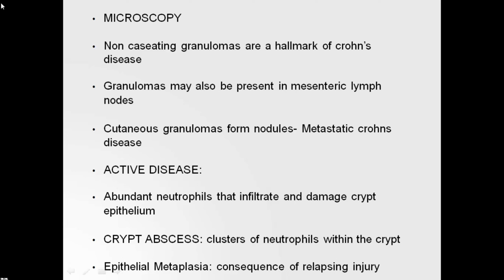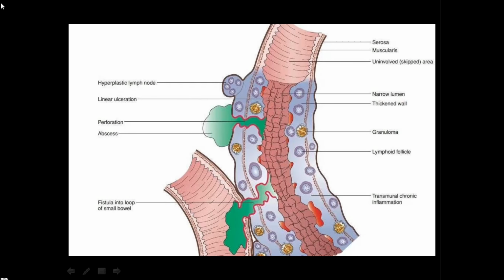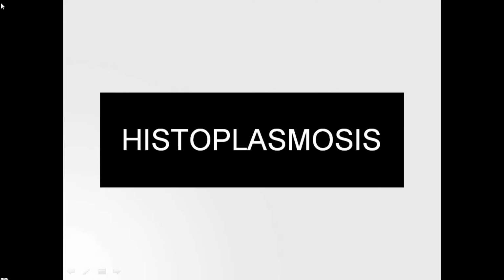In active disease, abundant neutrophils infiltrate the damaged crypts and epithelium. Cryptitis is a cluster of neutrophils within the crypts. Epithelial metaplasia is a consequence of relapsing injury. So there is a crypt abscess and granuloma that can be seen on histopathology in the disease. This is a diagrammatic view in which there is a hyperplastic lymph node, linear ulceration, perforation, abscess formation, lymphoid follicle, and granuloma formation.